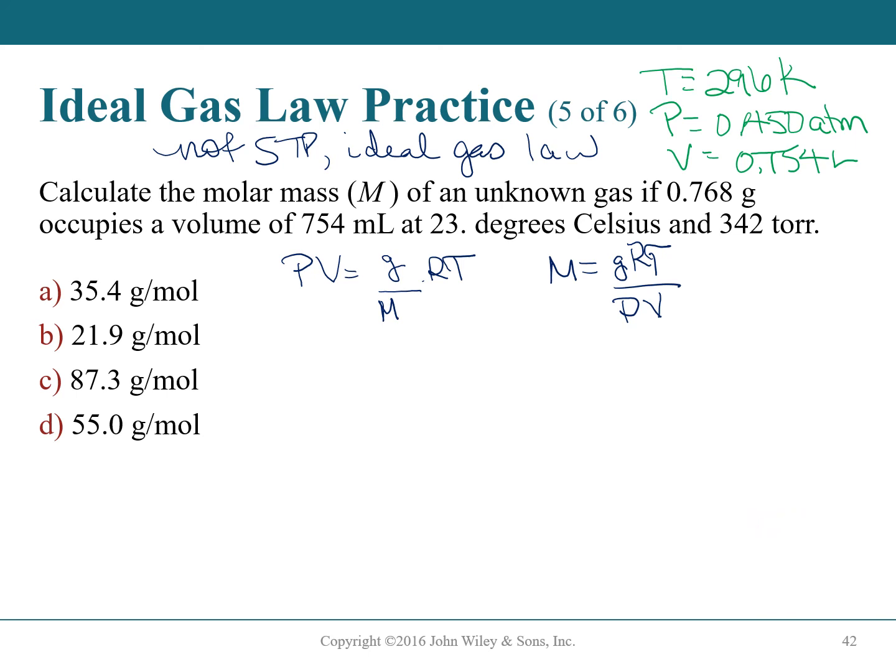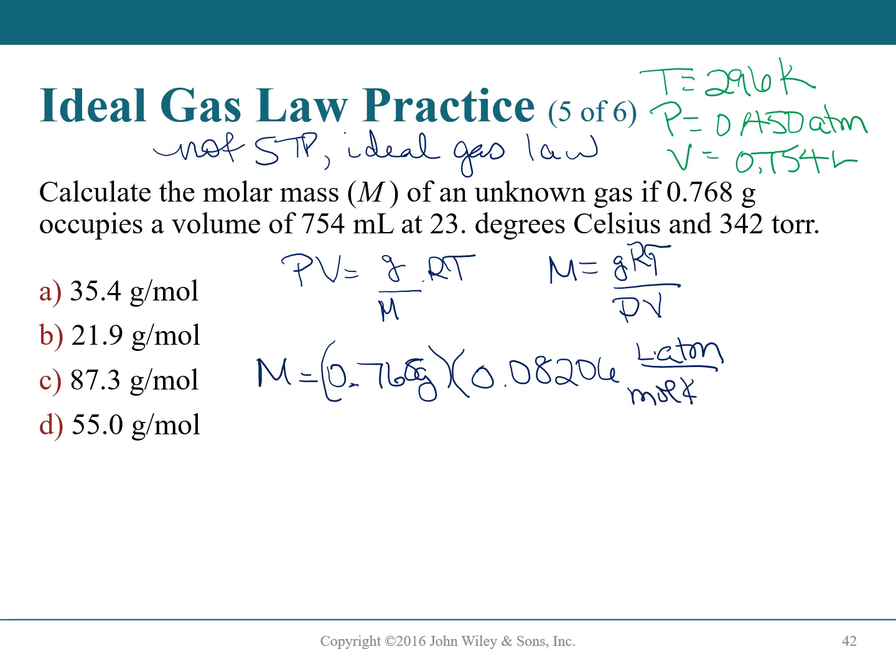So molar mass is equal to 0.768 grams times R, which is 0.08206 liter atmospheres per mole Kelvin, times K, which is T, the 296 Kelvin.